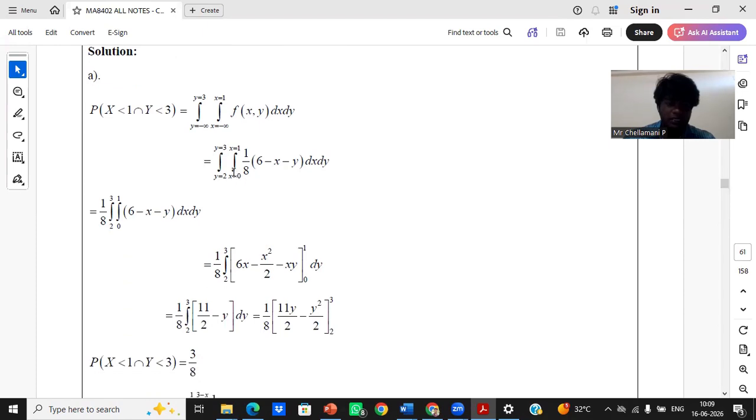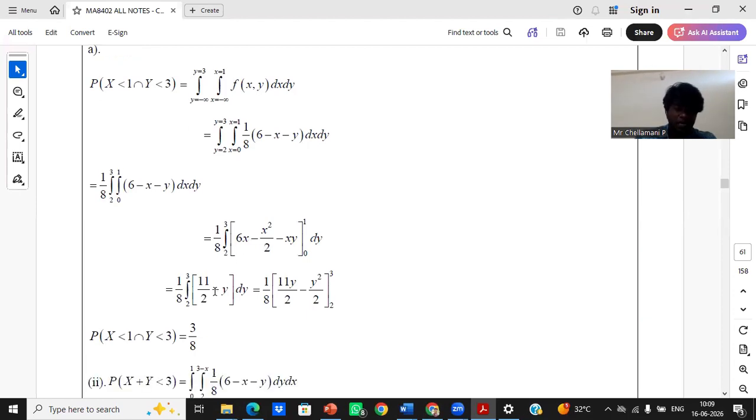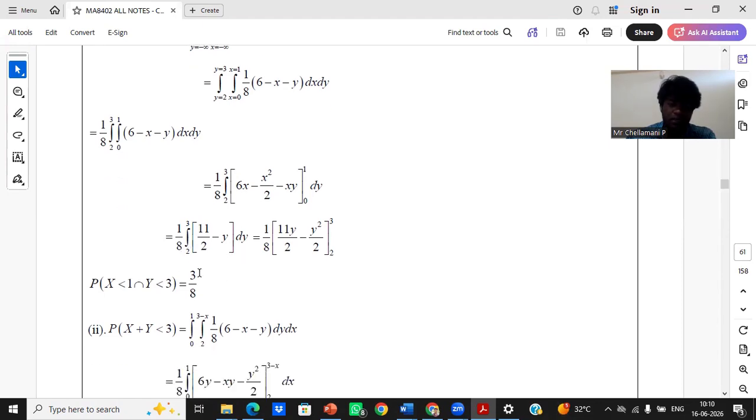Now integrating this with respect to x, we get 6x minus x squared by 2 minus xy. Now substitute upper limit x is equal to 1 and lower limit 0, and we will get 11 by 2 minus y. Now integrating with respect to y, we get 11y by 2 minus y squared by 2. Now substitute upper limit 3 and lower limit 2, and we will get the value of 3 by 8.